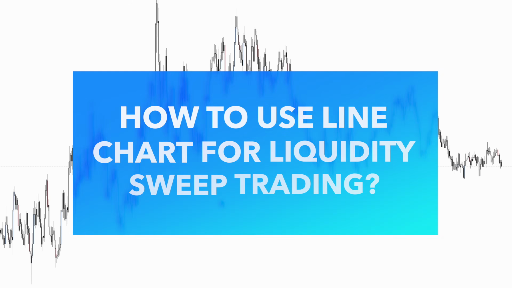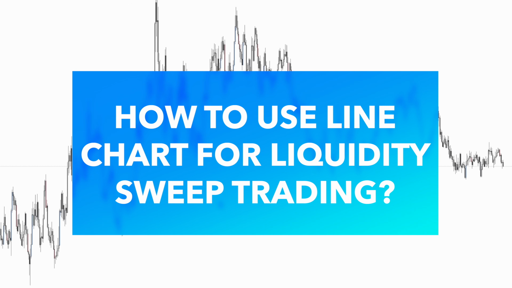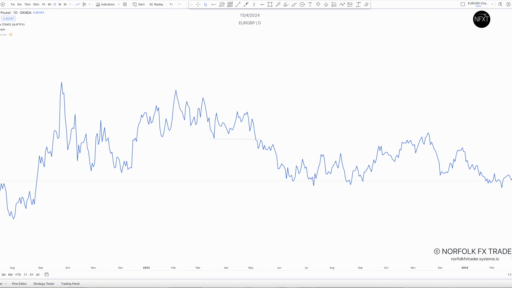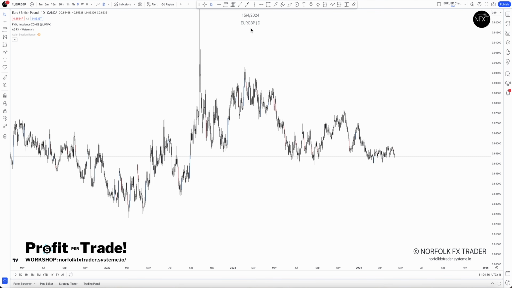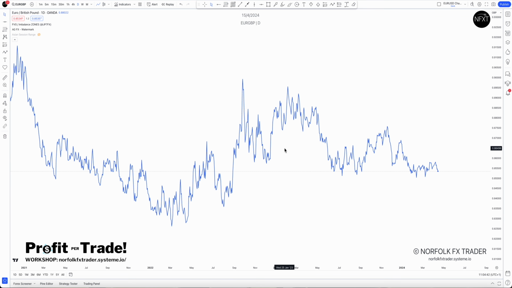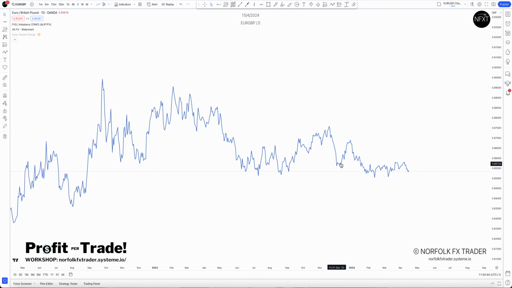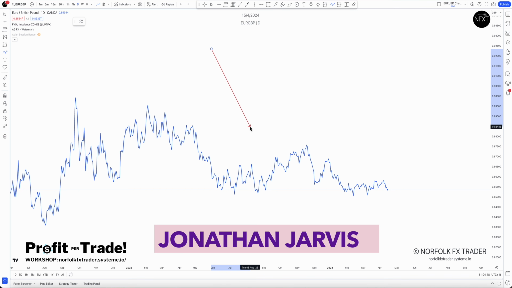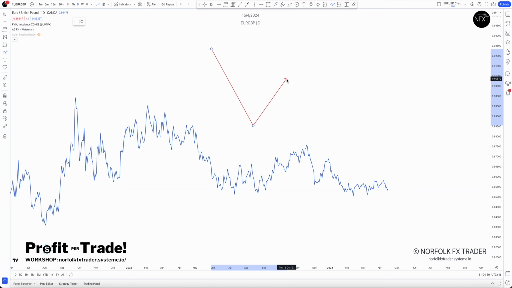So how do we use the line chart for liquidity sweep trading? I'm going to show you a very unique way you can use it as we go through this Euro Great British Pound daily time frame. So on the line chart, on the daily time frame, what we're going to look for, let me just do a drawing. Let's say we have a swing move down with a pullback.